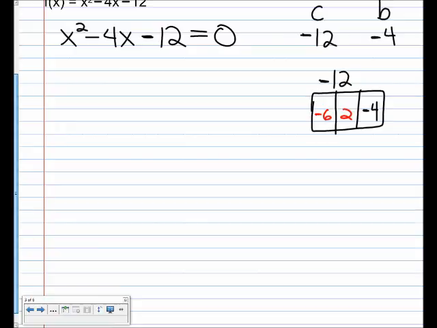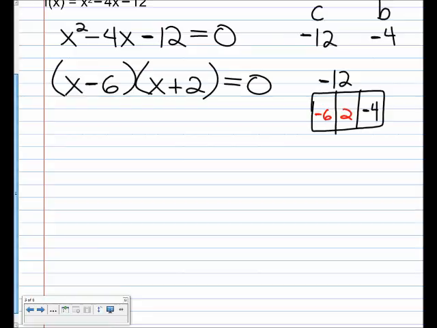To factor this, I'm going to write some parentheses. Now I need to get x squared. So my factors that I use for x squared are x and x, because what happens when I multiply x times x? You get x squared. What 2 numbers did you tell me worked for factors of negative 12 that add to negative 4? Now watch where I put those: negative 6 and positive 2.